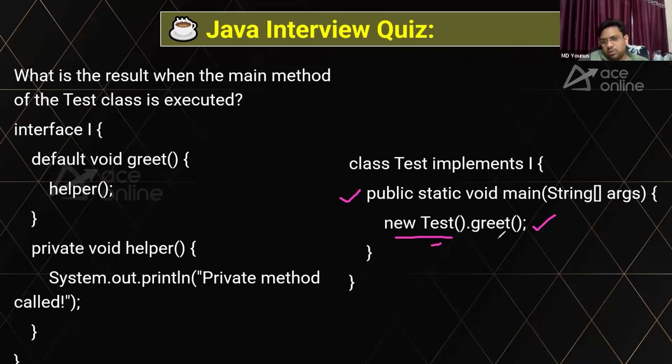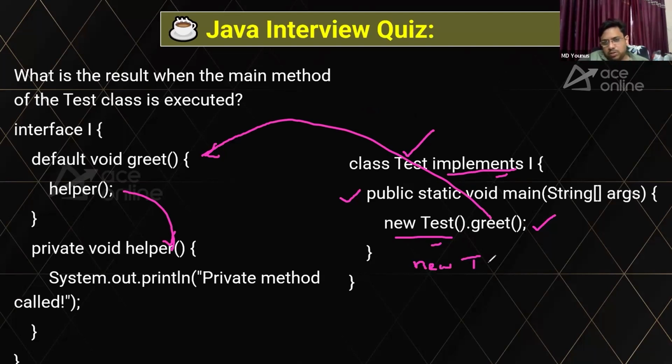Whereas new Test.greet is allowed because Test is a class. I can make an object of the Test class. It's a concrete class, and I can call the greet method because it is implementing the interface. So this is perfectly fine. Now this greet will call the greet method of the interface. It further calls the helper method. Directly I cannot call the helper method. In place of this new Test, if I say helper, what do you think, guys? What will happen at this line now?